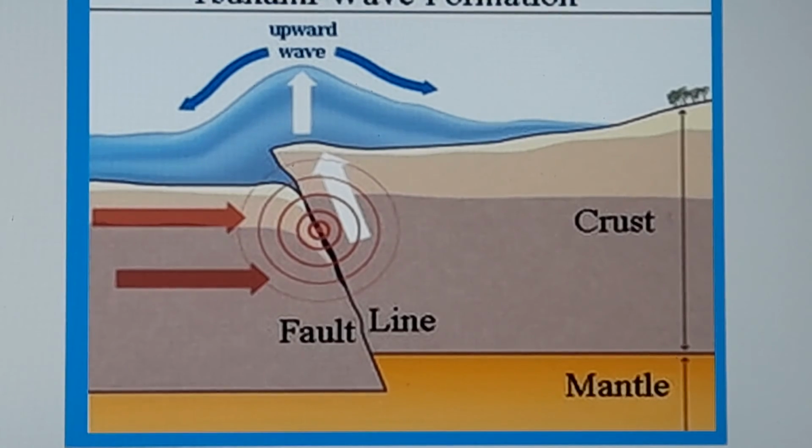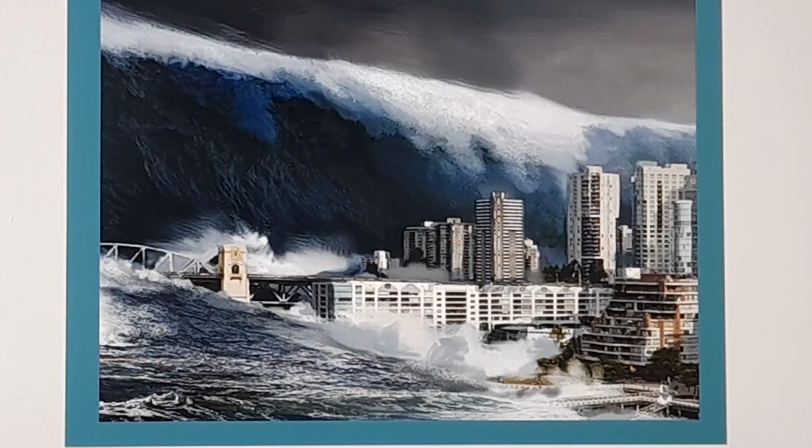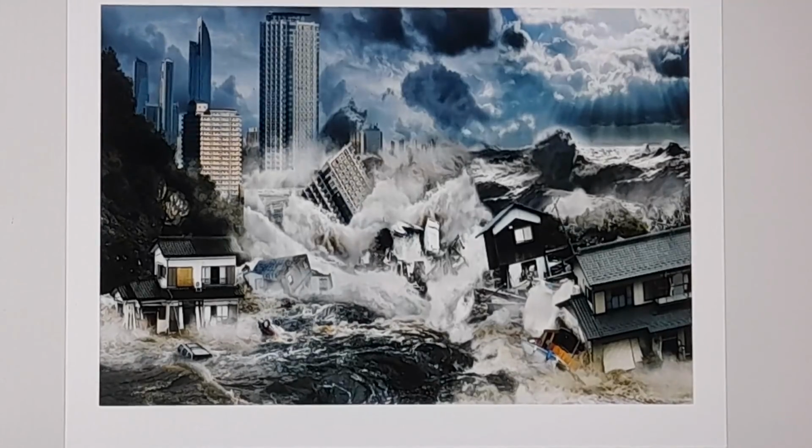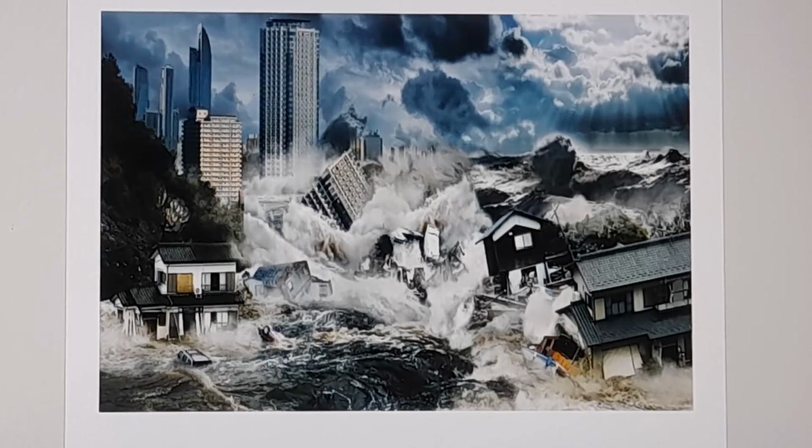If there is an earthquake in the ocean, it may cause a tsunami also. So, whenever there is a disturbance in the fault zones, if that location is under the ocean, then it may lift the water up and it may cause a tsunami also. Tsunamis cause great destruction. Tsunamis also cause destruction to property as well as life.